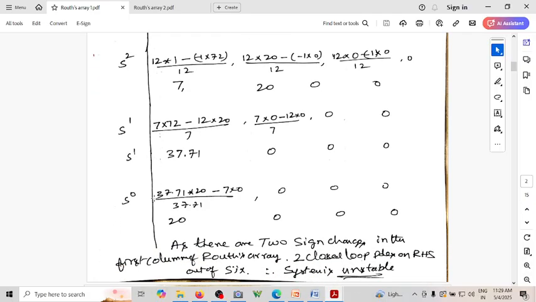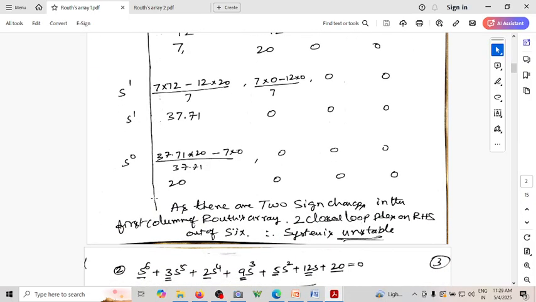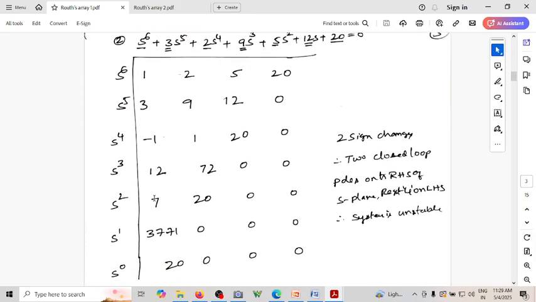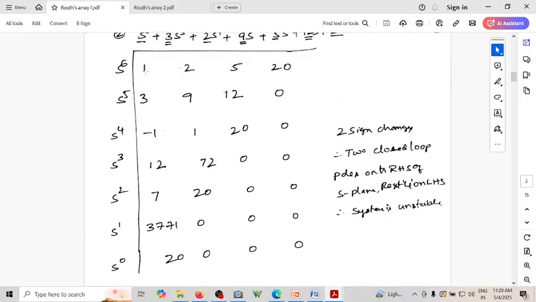Of course, I'm just rewriting the same thing over here in a simplified version. If we can see here, this is 1, 3, just see the sign changes. It is plus, plus, minus, then plus. If you basically see, the number of sign changes is two. Plus to plus, no sign change. Plus to minus, one. Minus to plus, another one. There are two sign changes. So two closed loop poles are on the right hand side of the plane.